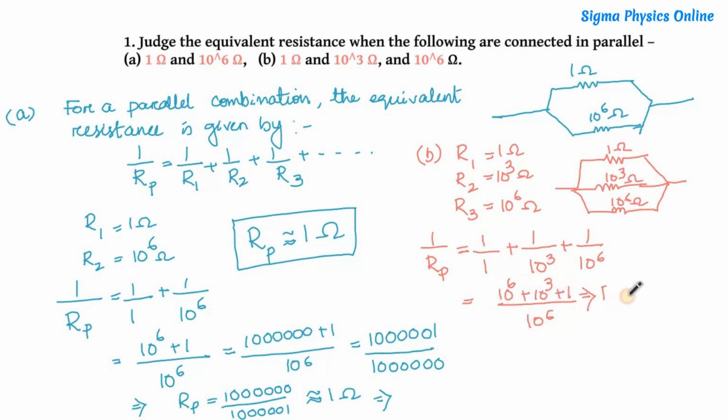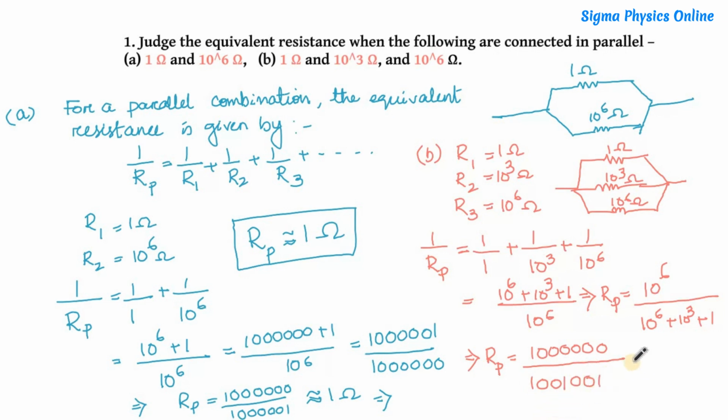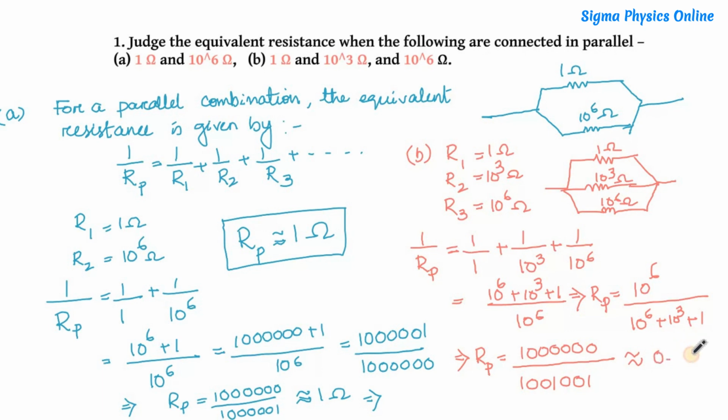So this implies Rp will be 10 to the power 6 by (10 to the power 6 plus 10 to the power 3 plus 1). So Rp will be 1000000 by 1001001, which is approximately 0.999 ohm. Hence, the equivalent resistance in parallel for the second bit is 0.999 ohm. So this is the answer to the second bit. This was the first question. Let's now solve the second one.